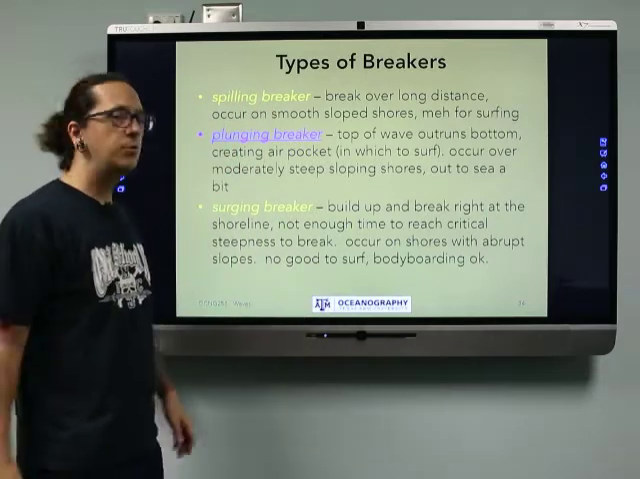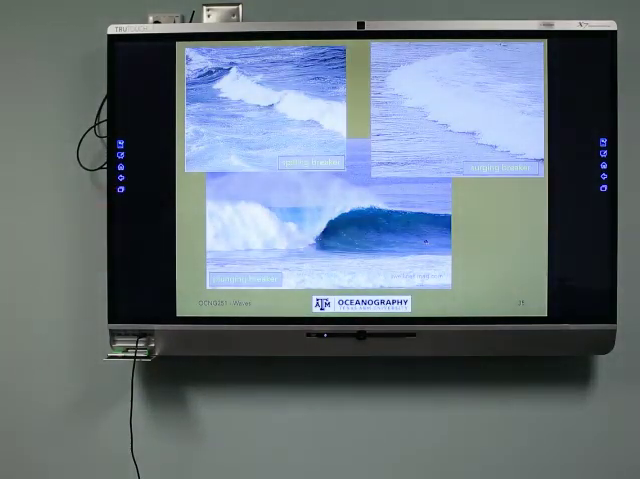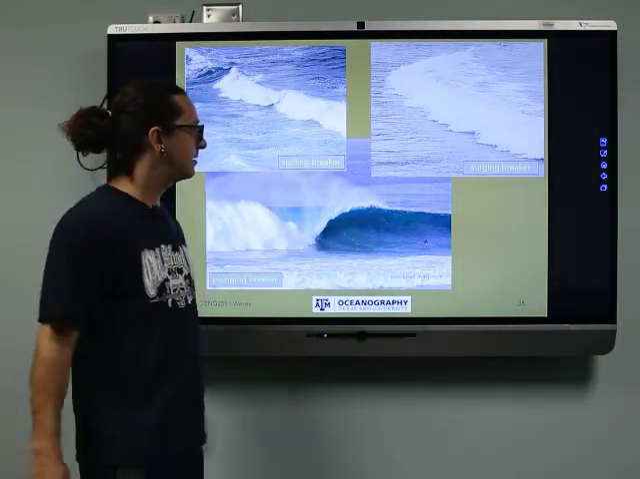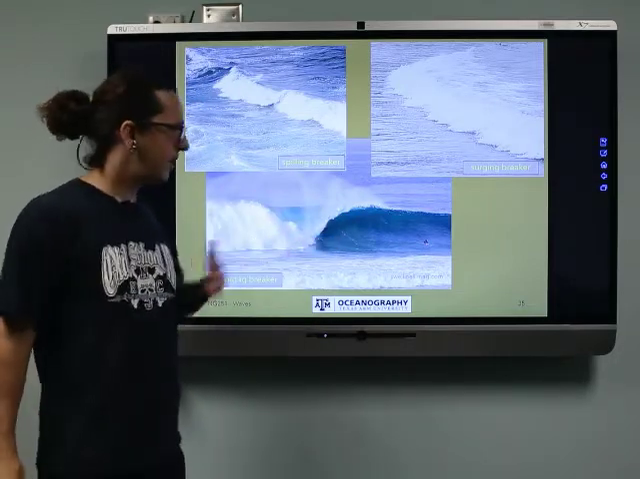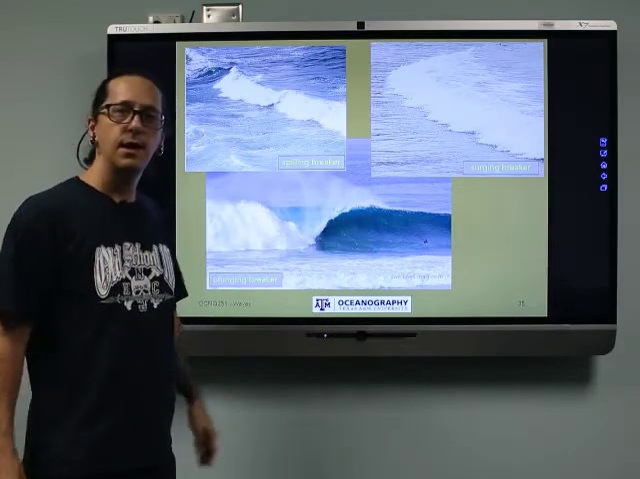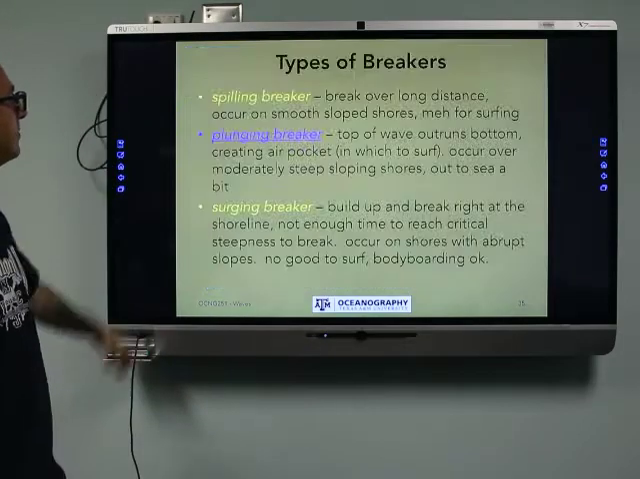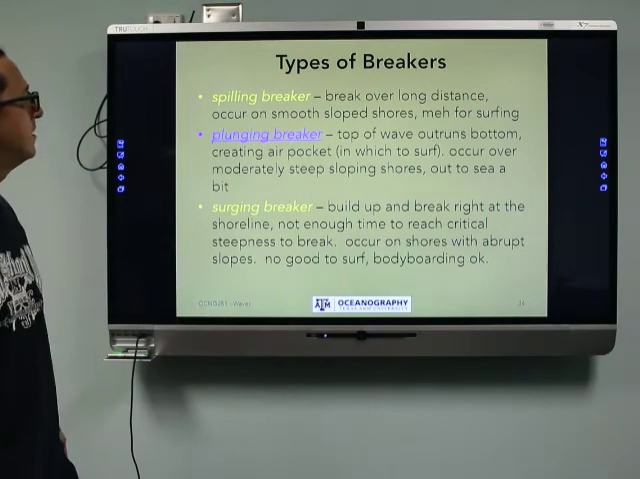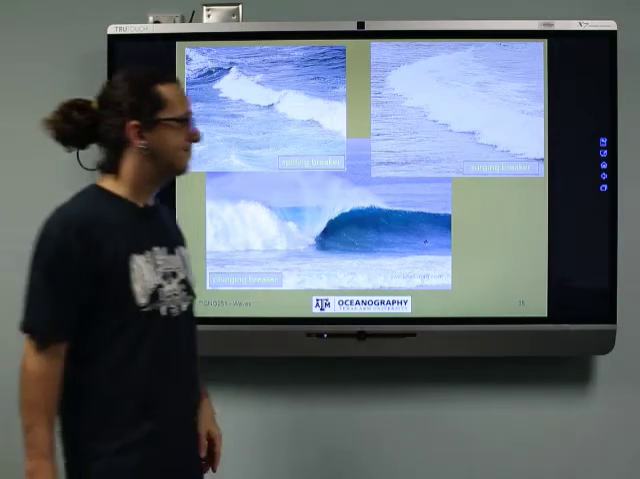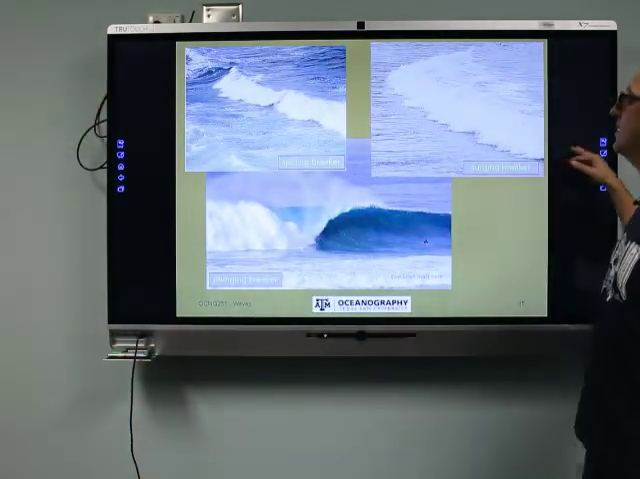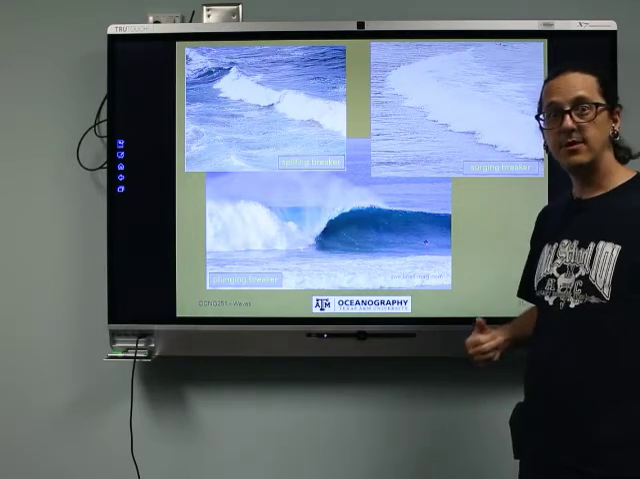So plunging breakers, these are the ones that surfers like the best, because you can actually get in there, like they're doing in this plunging breaker. You can actually get in that air pocket. And again, these are going to be more common a little bit out to sea, not right on the shoreline. This is what a spilling breaker might look like. Remember, spilling breakers break over a long distance on smooth sloped shores. So this long breaking activity. And a surging breaker is kind of like this.